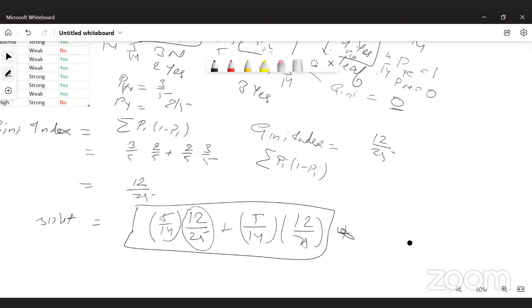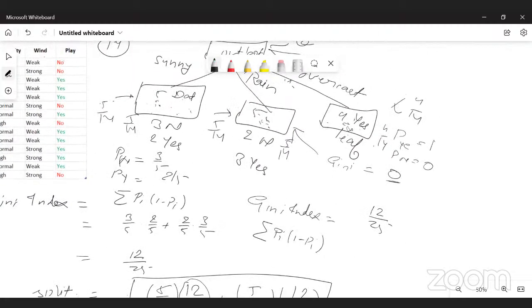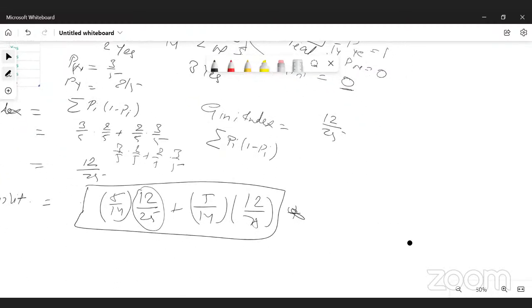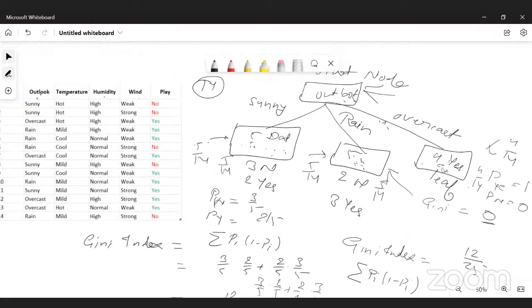So where did you get 12 by 25? 12 by 25. Yes, sir. This is the Gini index for this particular node. Okay, this is 3 by 5 into 2 by 5 plus 2 by 5 into 3 by 5, right? So this is only for rain, right? This is only for Outlook.